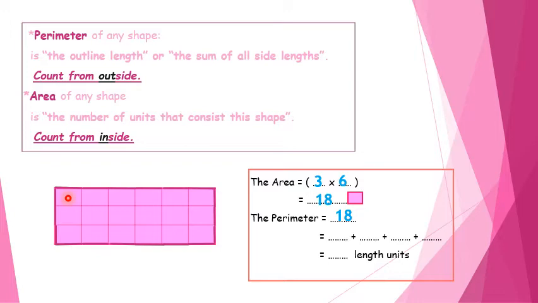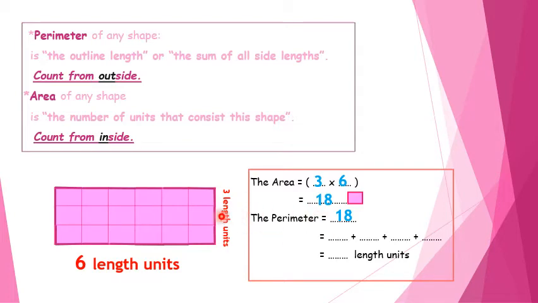Okay, it's only the length. Okay, it's the unit length of outside. So it's 1, 2, 3, 4, 5, 6. Okay, and 1, 2, 3. So this is 3 length units and 6 length units.